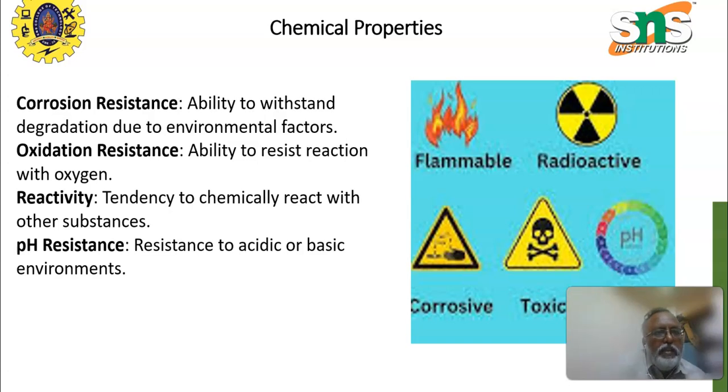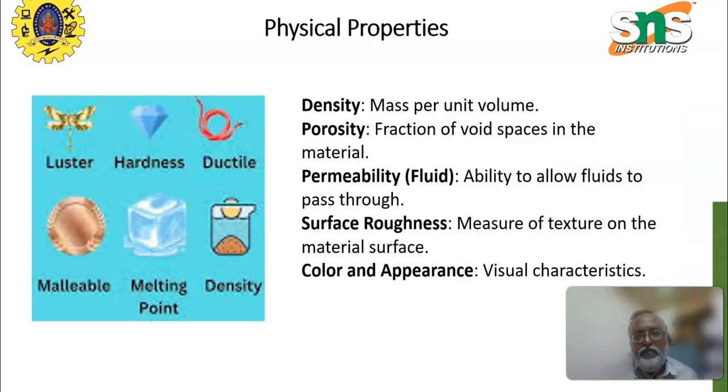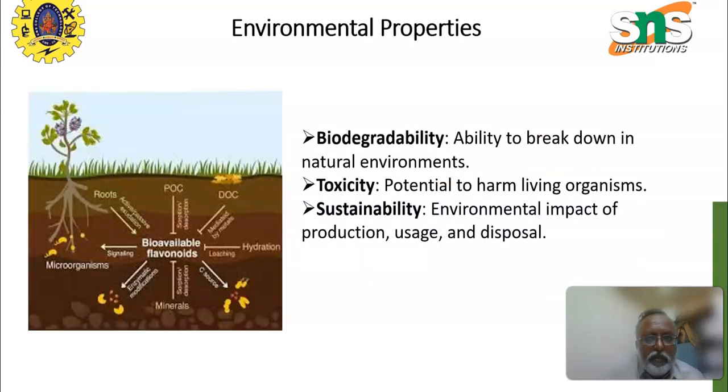There are some chemical properties like corrosion resistance, oxidation resistance, reactivity, and pH resistance. Corrosion resistance is the ability to withstand degradation due to environmental factors. Oxidation resistance is the ability to resist reaction with oxygen. Reactivity is the tendency to chemically react with other substances. pH resistance is the resistance to acidic or basic environments. Physical properties include density, porosity, permeability, surface roughness, and color and appearance.